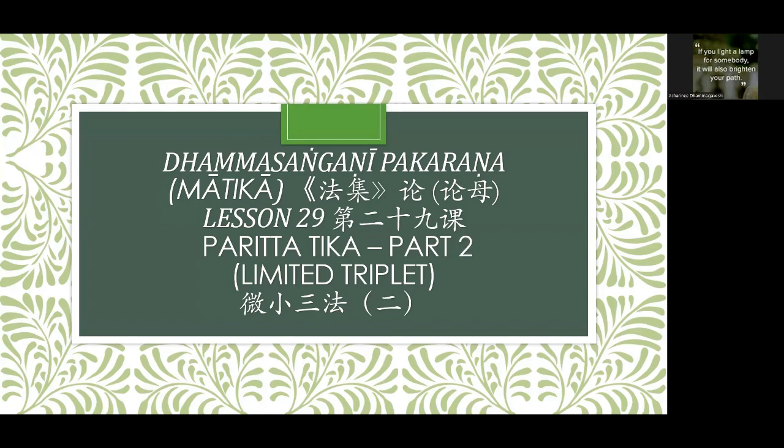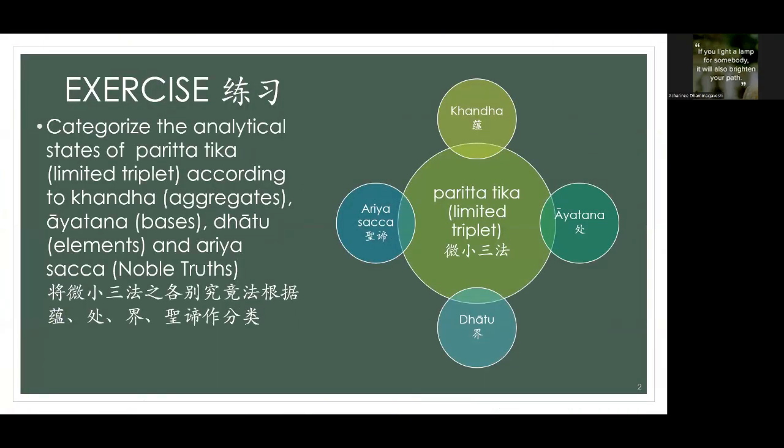So this is part 2 of the Paritta Tika, and here we will be answering the question or the exercise that we asked before, and that is to categorize the analytical states of Paritta Tika limited triplet according to khandha, aggregates, āyatana, bases, dhātu, elements, and ariya sacca, noble truths.